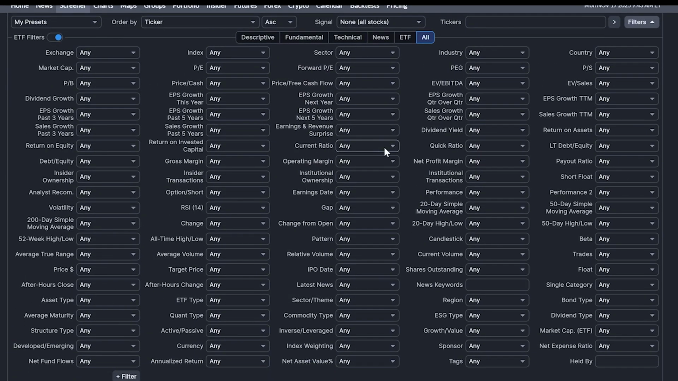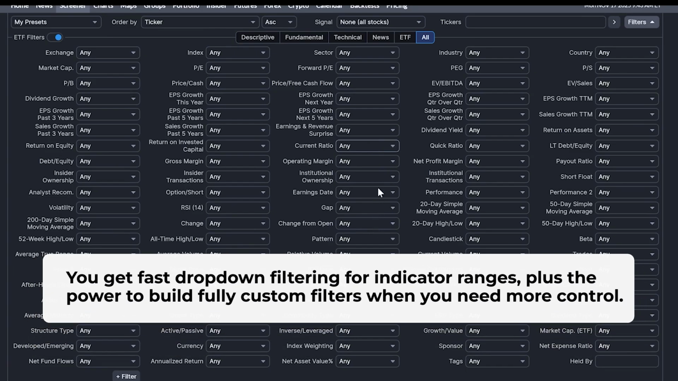And I actually really like that you can just sort of pick a drop down. So there's different ranges for each of these indicators. And then you can actually customize them if you want.